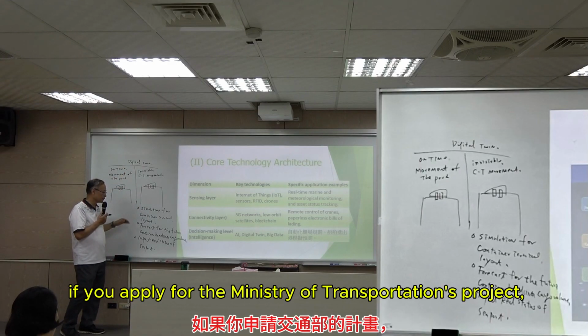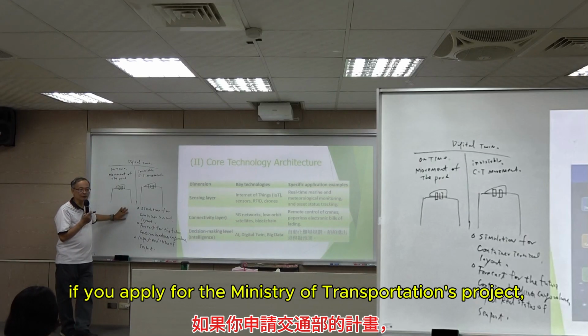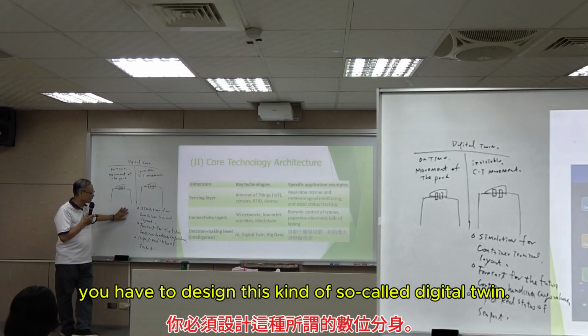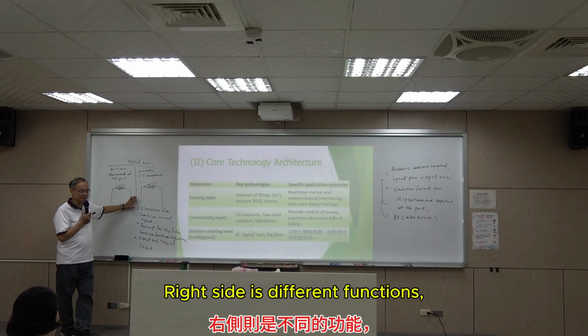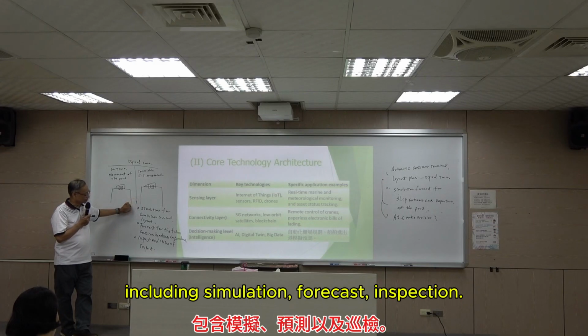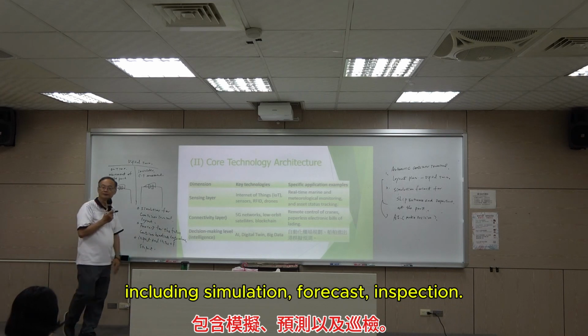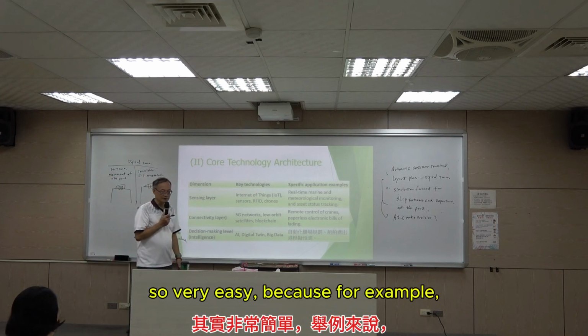So in Taiwan, if you would like to apply for a Ministry of Transportation project, you have to design this kind of so-called digital twin. Left side is the real situation. Right side is different functions, including simulation, forecast, inspection. So, okay, very easy.